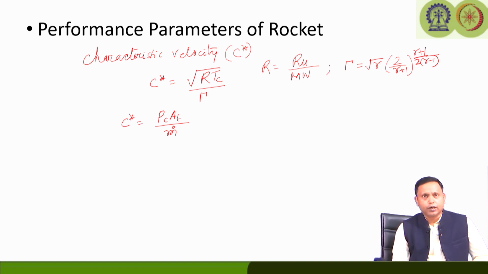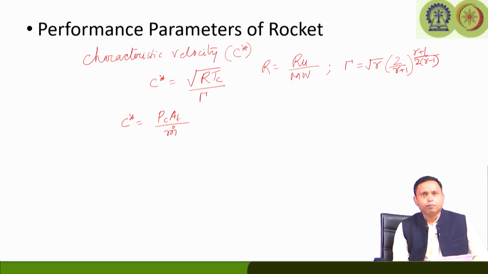In other words, C star is an index of performance of the propellant and the combustion chamber design. It can tell us how a particular propellant has the capacity to generate high temperature gas and to raise the chamber pressure. So, that is an index of performance. Overall, the characteristic velocity can be considered as a figure of merit or index of performance for comparison of various propellant combinations and combustion chamber designs.